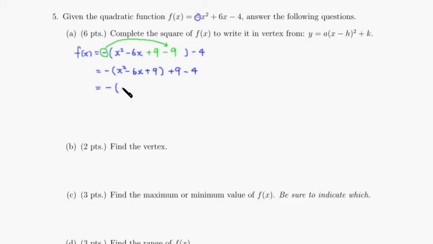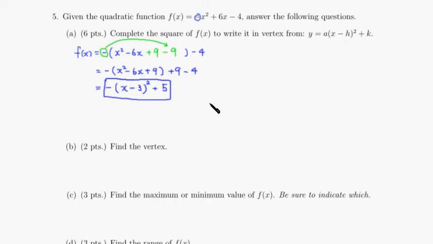Then we can complete the square here. So x squared means it's x, minus 6, so half of that is negative 3, and the quantity squared. These three terms are exactly the same as the quantity x minus 3 squared. Then 9 minus 4 is plus 5. So this is in vertex form, and I'm going to box it in. That's the vertex form, so that's part A.